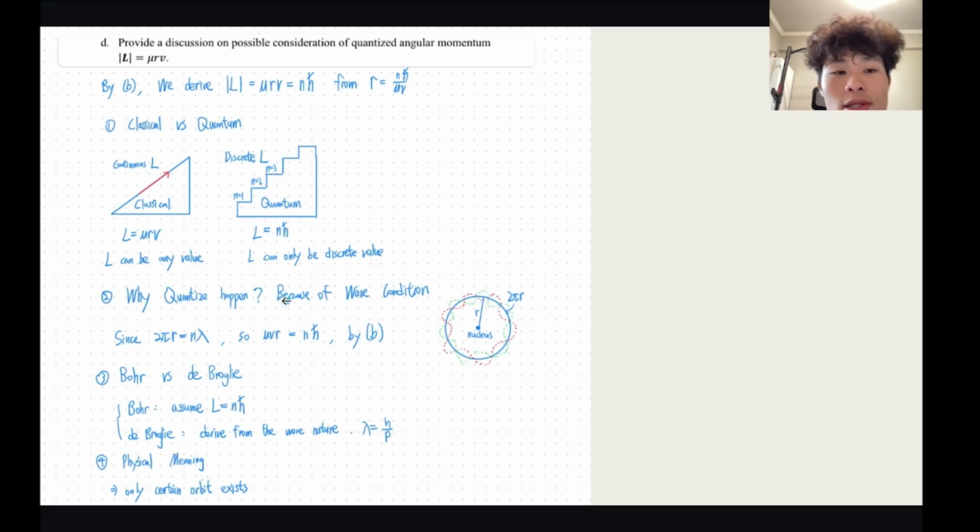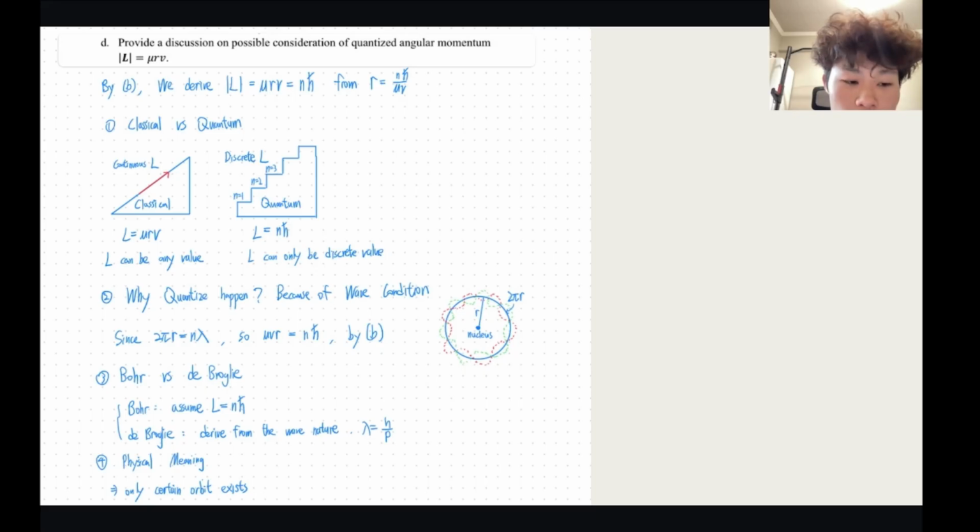And the second discussion is we will explain why quantization happens. This is actually because of the standing wave condition, 驻波条件 in Chinese for reference. Since 2 pi r equals n times lambda, so mu vr is n h bar by part B. Just like the picture.